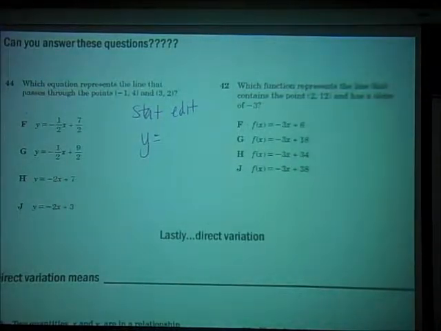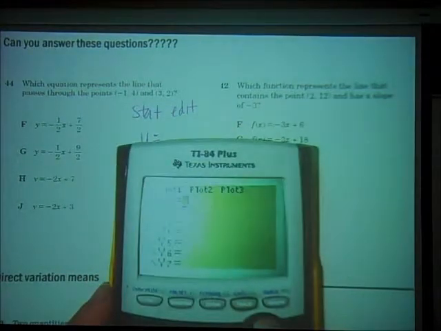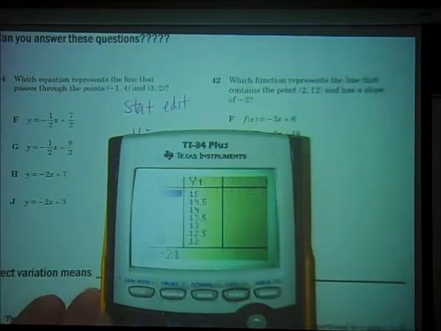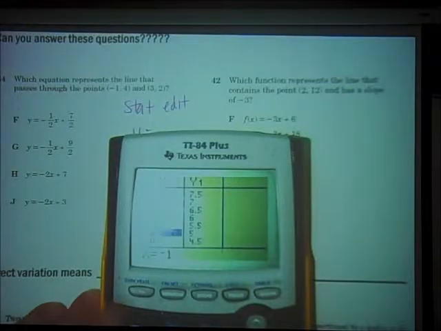I think it's G. Let's see, I'm gonna go to Y equals. Let's see how good I am. I have negative 1/2 X plus 9/2. And I'm gonna go look at my table. And I'm looking for negative 1, positive 4. Oh, I was not right, it's not G. That means it's F.